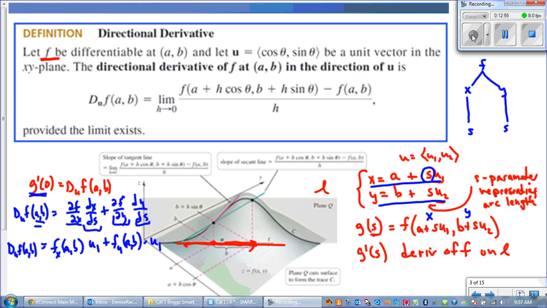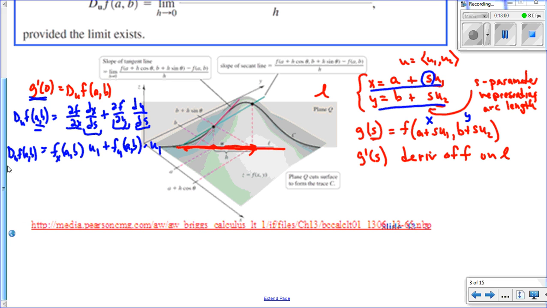So what we have then is a formula for a directional derivative at a point. Now notice that the derivative at AB in the direction of U is actually a weighted average of the partial with respect to X and the partial with respect to Y, where these weights, U1 and U2, are just the components of that vector U.